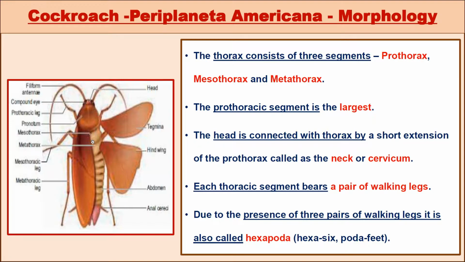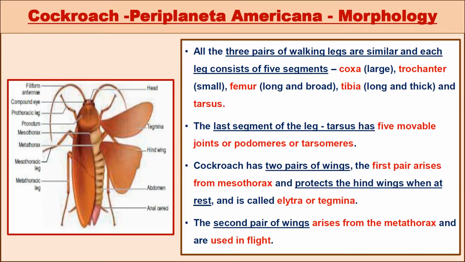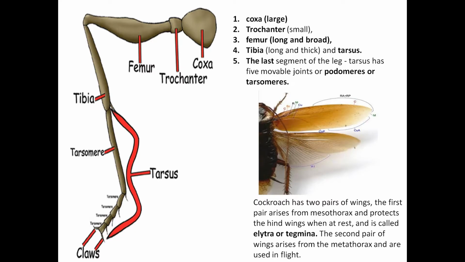The prothorax consists of a pair of walking legs, the mesothorax one pair, and the metathorax consists of the third pair of walking legs. All three pairs of walking legs consist of 5 segments. They are coxa, trochanter, femur, tibia and tarsus. We can see these 5 segments, namely coxa, which is larger, trochanter, which is very small, femur long and broad, tibia and tarsus. The last segment, tarsus, consists of the tarsomeres and the claws. Tarsus consists of 5 movable joints called podomeres or tarsomeres, and claws.